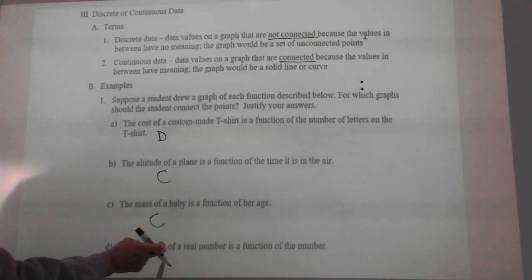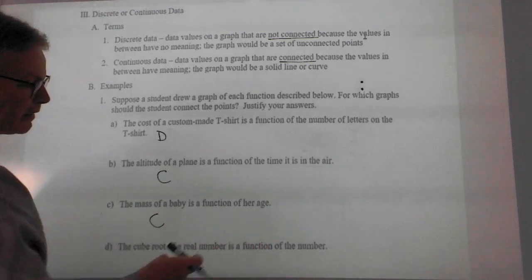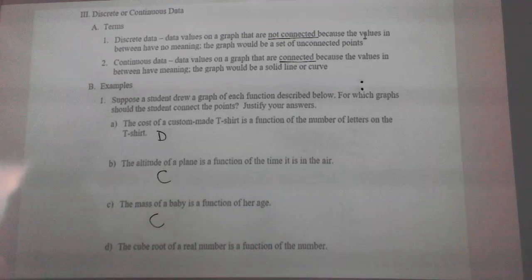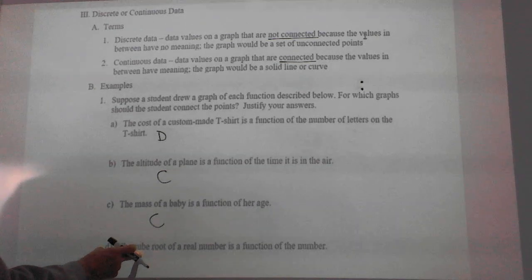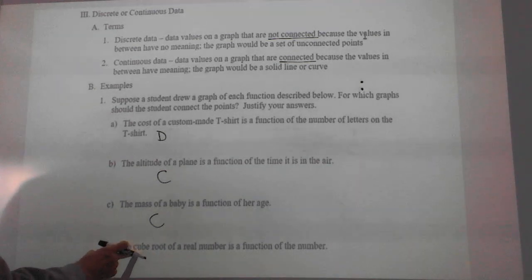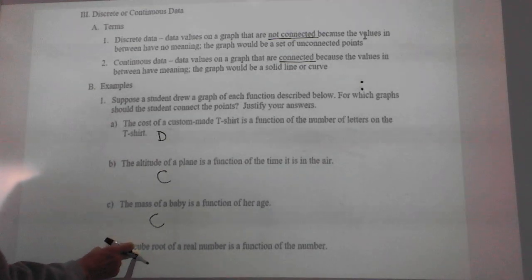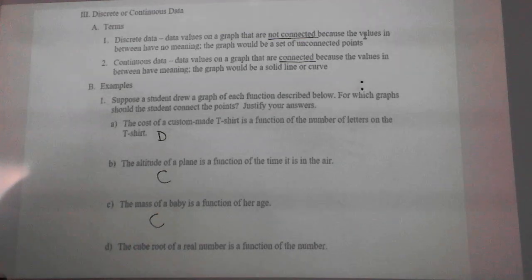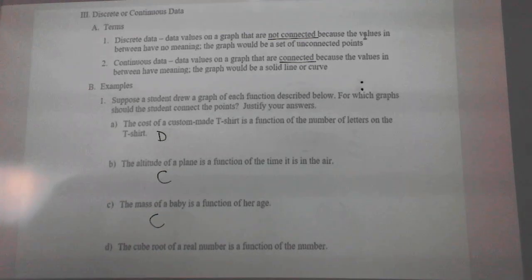Cube root of a real number and the number itself. Well, remember we talked about cube roots, and some cube roots are irrational. So you could make the argument that a cube root being irrational might be continuous or might be discrete. So we're going to skip D. I don't want to confuse you.